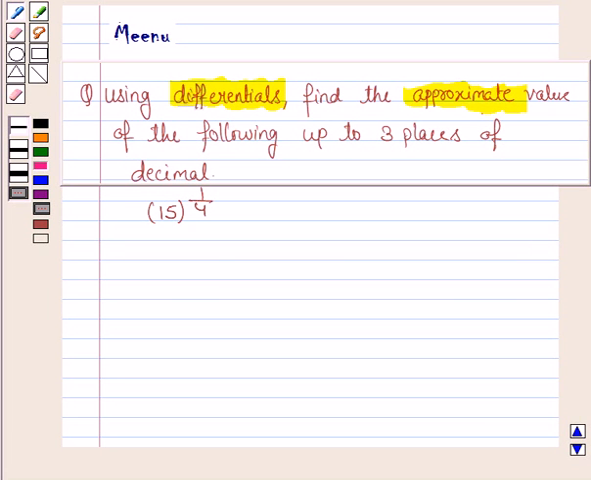Hello friends, let's work out the following problem. It says using differentials, find the approximate value of the following up to three places of the decimal. So let's now move on to the solution.